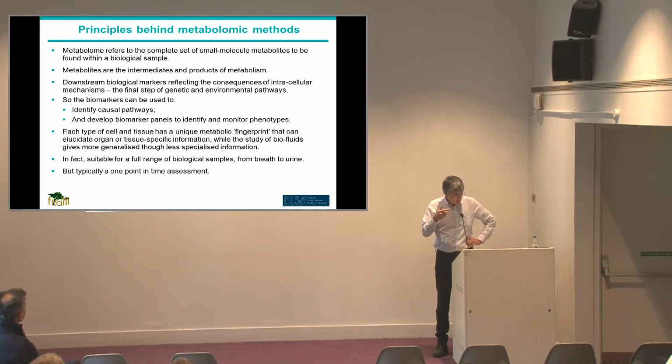And the argument is that every cell has a particular metabolic fingerprint that can be elucidated, and it can be done on organ or tissue-specific information, or it can be done studying biofluids, which gives a more generalized indicator of the biological processes that are operating within the biological sample, the individual that we're studying. And my colleagues do metabolomics in a whole range of types of biological material. So some study exhaled breath, some study urine, some study blood, and some study tissue-specific samples, and so on.